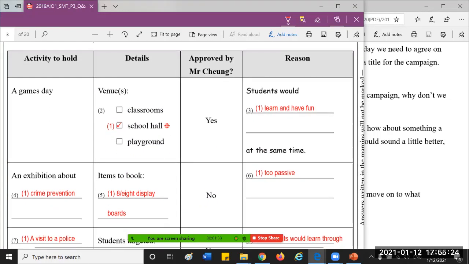What kind of activities are we holding? Games day. Venue, where are we going to have it? At the school hall, give yourself a tick. Students would learn and have fun. Give yourself a tick. It has to be exactly the same. For task 1, I want you to have it exactly the same. You can ask a question in the chat box if you think you have another answer, but it should be no change in the verb because after a modal verb, no change.